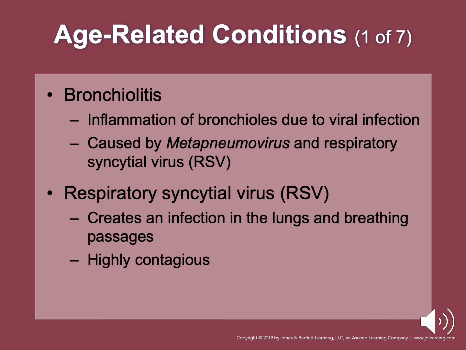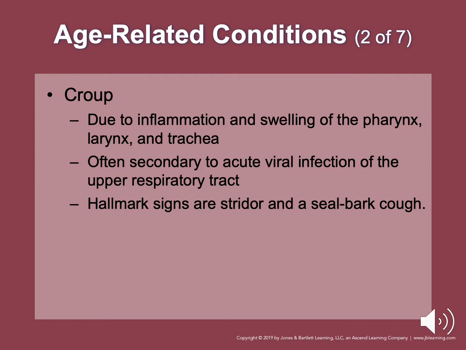RSV is a common cause of illness in young children. It creates an infection in the lungs and breathing passages, and it can cause pneumonia also. It is highly contagious. All right, croup is inflammation or swelling of the pharynx, larynx, and trachea, secondary to an acute viral infection of the upper airway tract. Typically seen in children ages 6 months to 3 years, and it's easily passed between children.